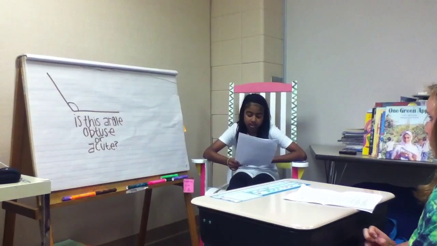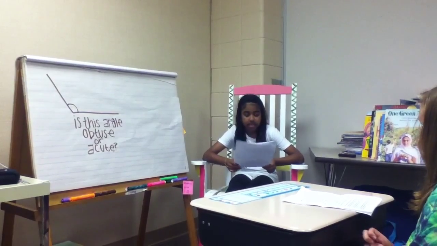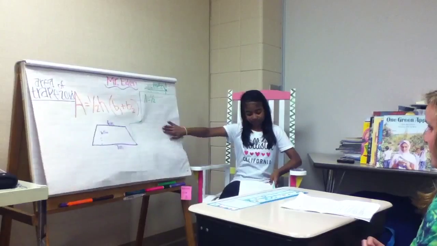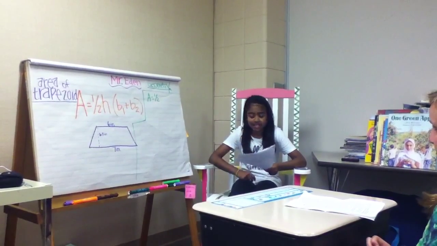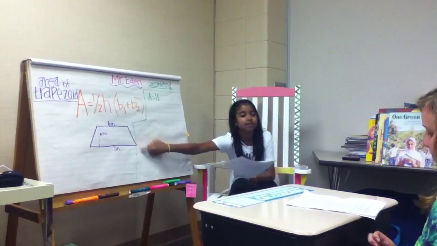Okay, let's work on the formula for trapezoid. The formula for area of a trapezoid is area equals half times height times base 1 plus base 2. So figure out the area of this trapezoid.